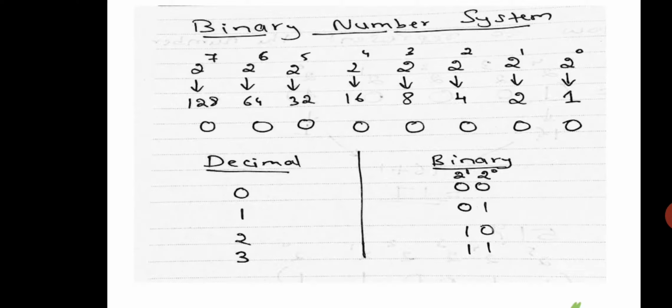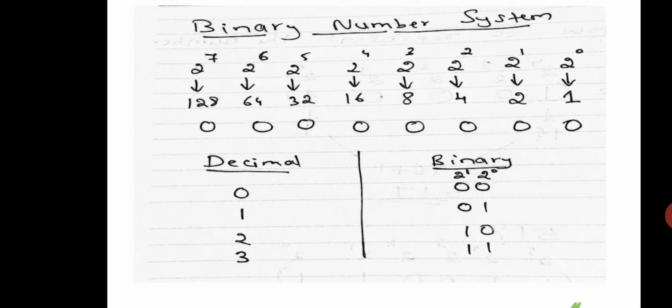Okay, now how to represent decimal number 3? The 3 can be represented as 1 1. Why is it 1 1? 2 to the power 0 into 1 and 1 into 2 to the power 1. So how much are you going to get? 1 into 2 to the power 1 is nothing but 2, plus 1 into 2 to the power 0 is 1. 2 plus 1 is 3. So in total you are going to get the decimal number 3. So 3 can be converted as 1 1 in binary.